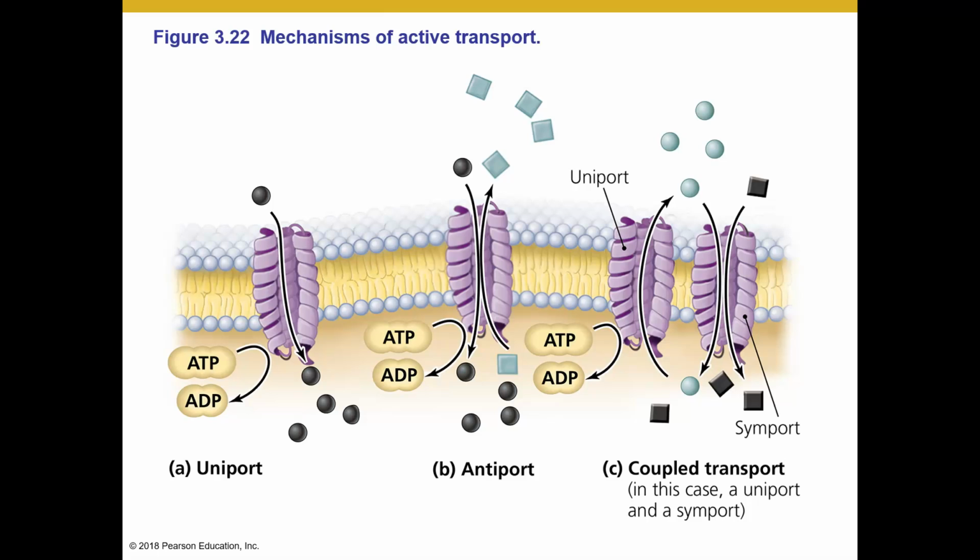Clinical relevance. Some antibiotics and antiseptics work by blocking these pumps, starving bacteria of essential nutrients or ions. Mini-check. Which type of transport can move molecules from low to high concentration? Answer: active transport.